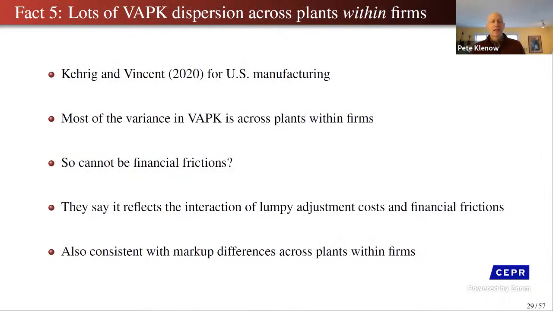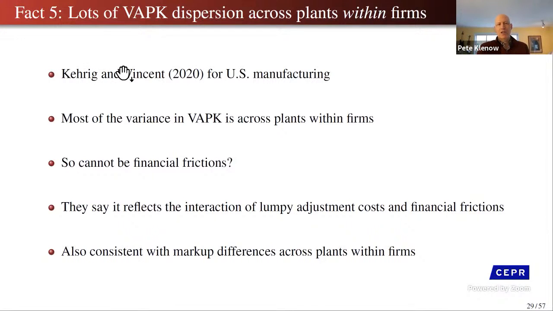Okay, and then lots of stuff is within firm. And my first reaction to that was, well, it can't be financial frictions, because if the variation in the average product of capital is across plants within firms, then firms should have an efficient capital market within the firm. They should equate the marginal product of capital across their plants.